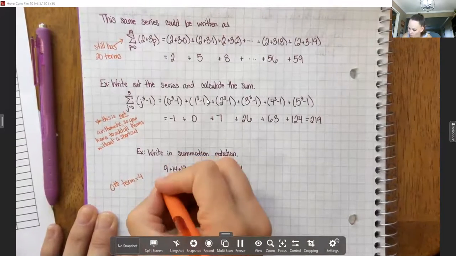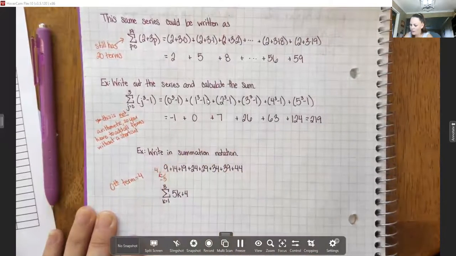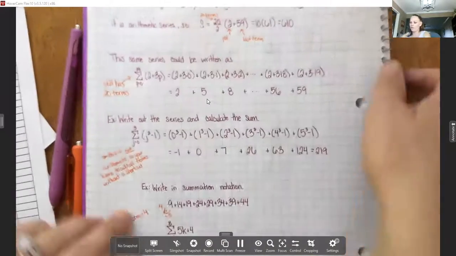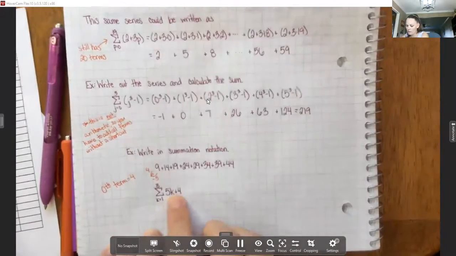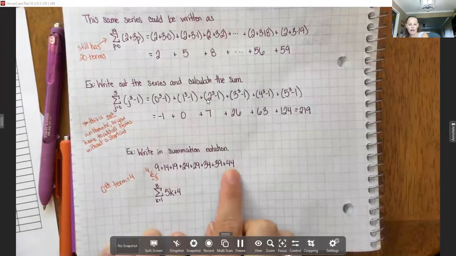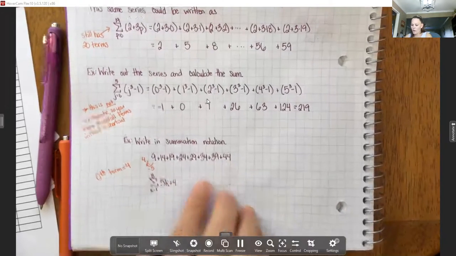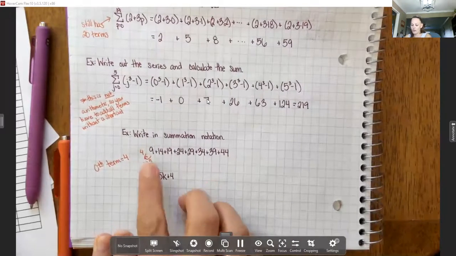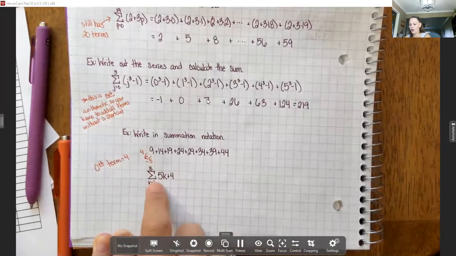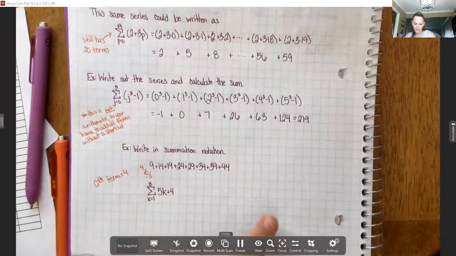If that helps you. So again, if we worked backwards, we would be subtracting 5 and we would get 4 there. But if we plug in 1, we get 9. If I plug in 8, 5 times 8 is 40 plus 4, I get 44, that last term. So when you have to write it in summation notation, you figure out what you're starting with, how many there are, and then what is the rule? How do you get all of the terms in that series?